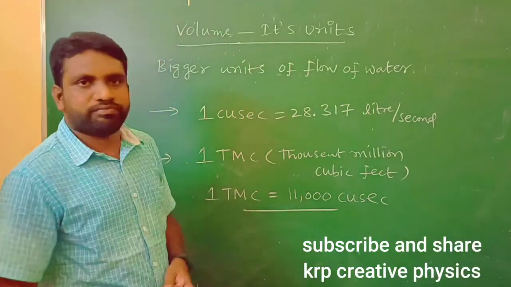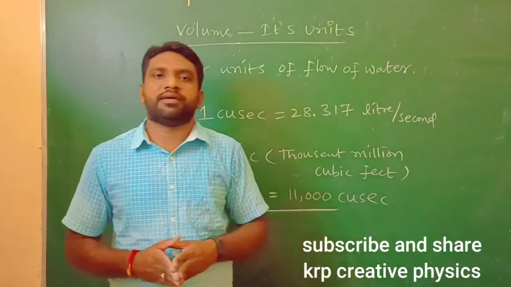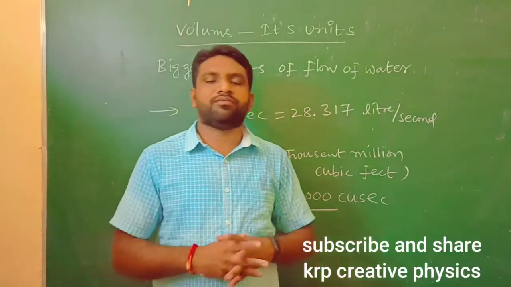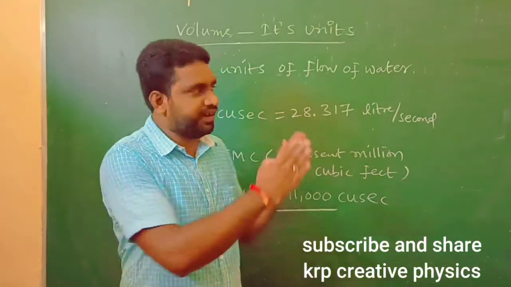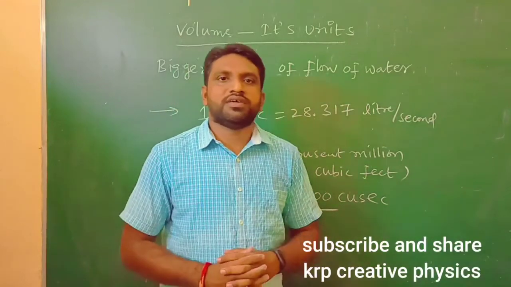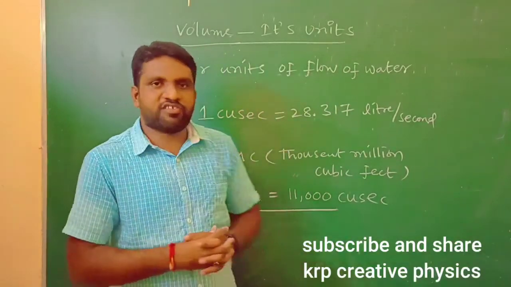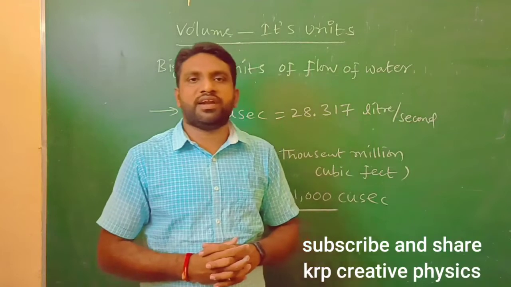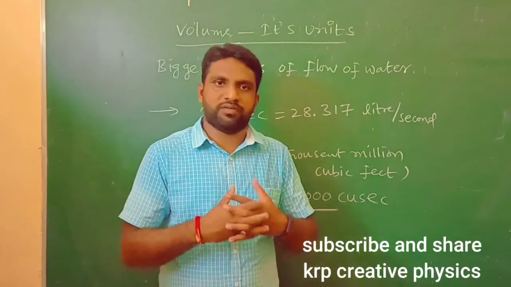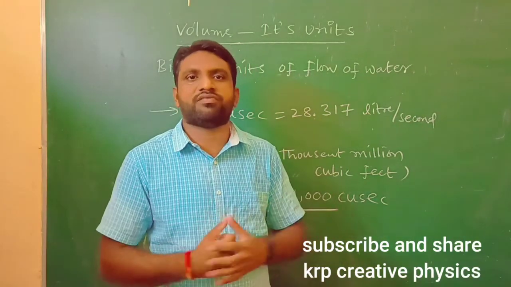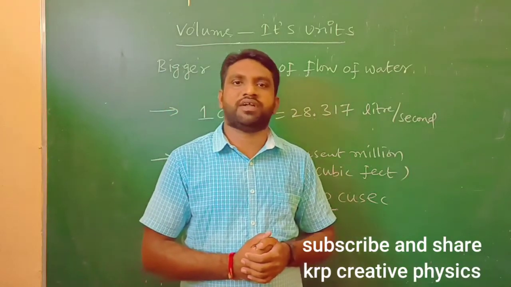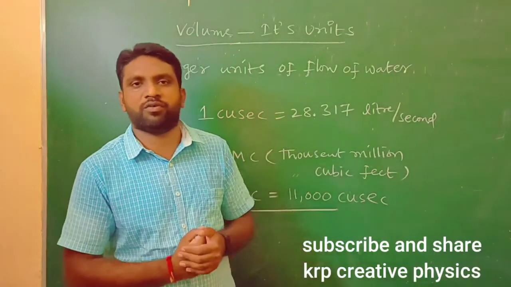So by this we learned all the types of units of volume for solids and liquids and rate of flow of water. Okay. So by this I explained each and every corner related to volume, how to measure units of volume of different objects, liquids and solids, and rate of flow of water here.